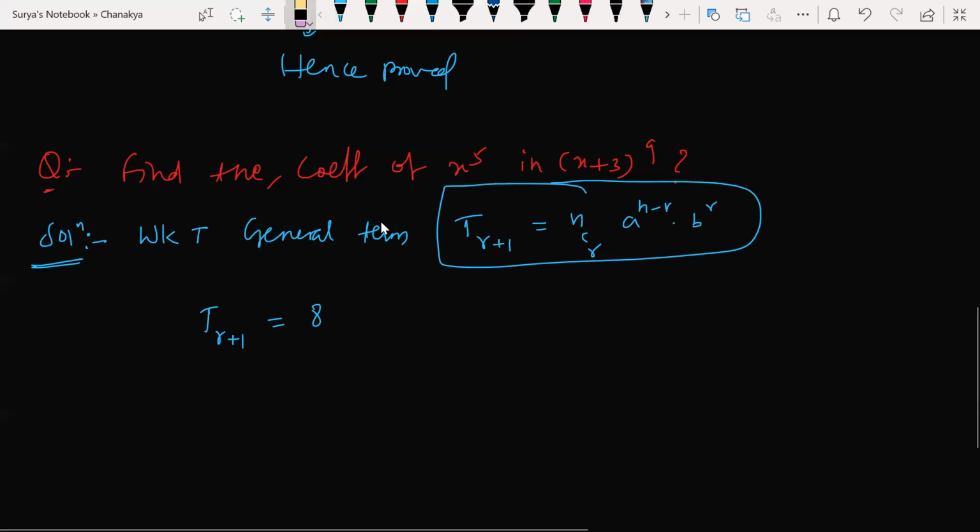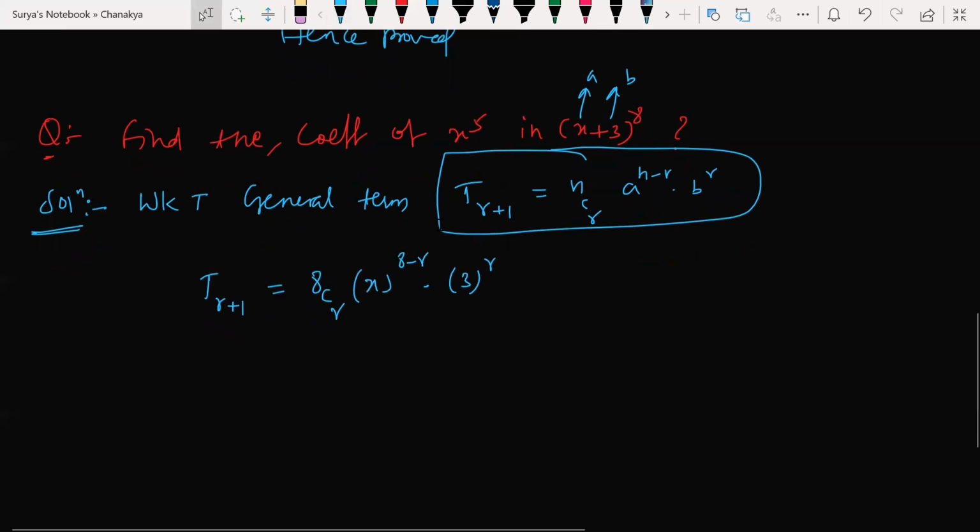Look at here, beta, 8. Okay, (x plus 3) to the power of 8 given. So n is what now? 8. So 8Cr into, what is a here? This is a, x. This is b. Correct. So x to the power of 8 minus r into b. What is b here? 3 to the power of r. Correct? Yes, sir. So what we need here, beta? We need the x to the power of 5 coefficient. Correct? Yes.